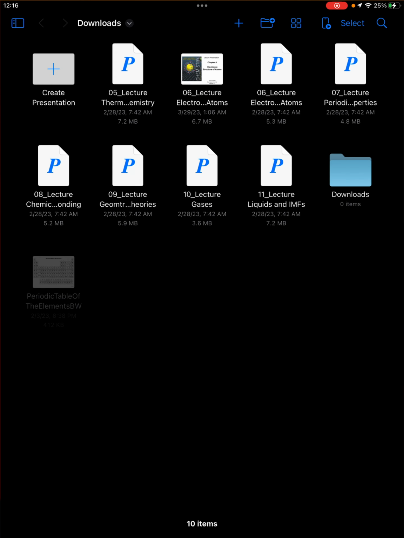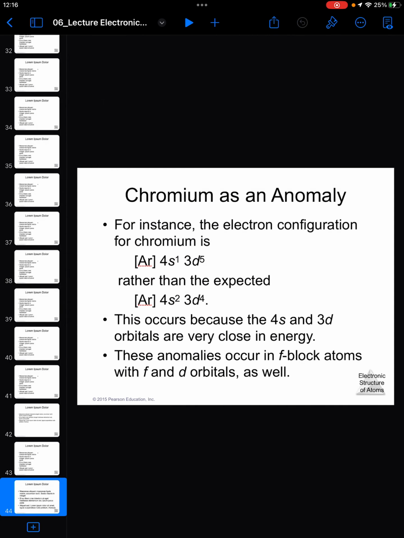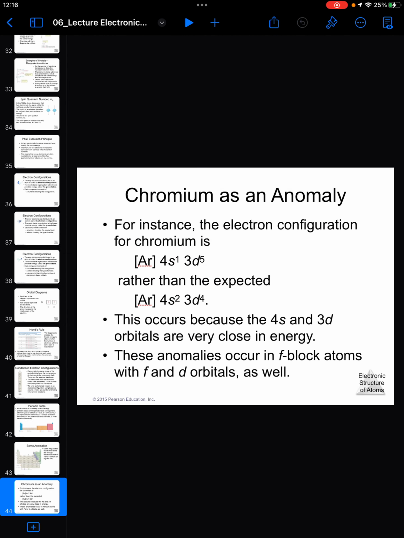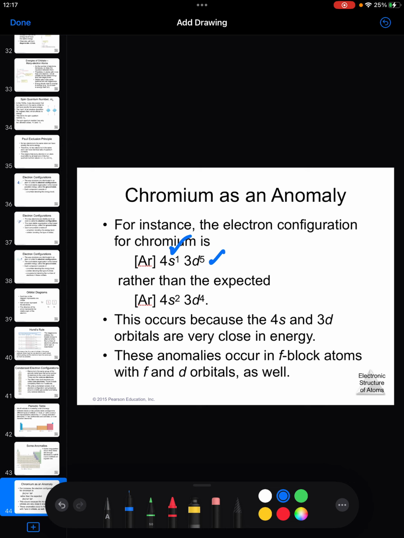But there are a number of elements that don't follow the actual rules. And so many teachers like to think they know and understand how it works because chromium and copper are different. And it is true that you fill in the 3D before you fill in the 4S. And we have this thing called the Aufbau filling chart that is part of the problem for why people don't actually teach this correctly.